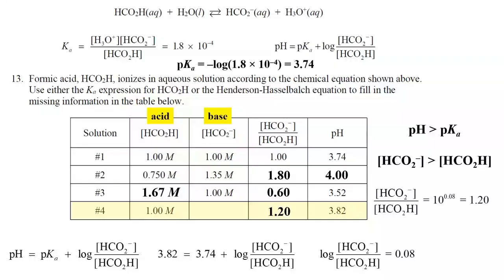So that is the value of the ratio, and that means that since it's concentration of formate divided by concentration of formic acid, which is 1, then the concentration of formate must be 1.20 moles per liter. So in question 13, I was showing you that you can use either the Ka expression or the Henderson-Hasselbalch equation to solve for the missing quantities in this table.